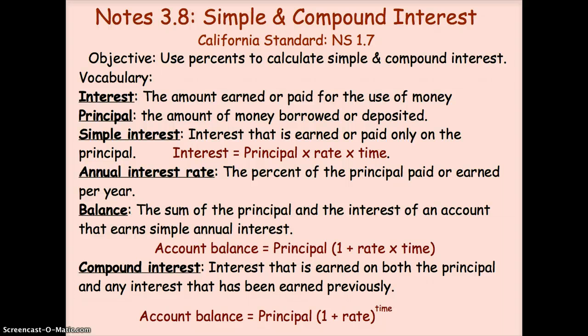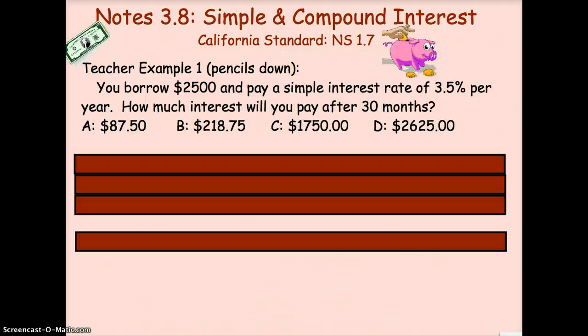Compound interest is interest that is earned on both the principal and any interest that has been earned previously. Okay, let's go ahead. These definitions may have been a bit confusing, but we're going to start going over some of the problems, and hopefully they'll be a little more clear.